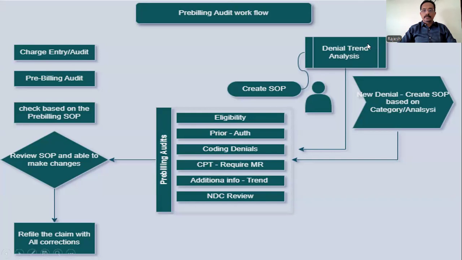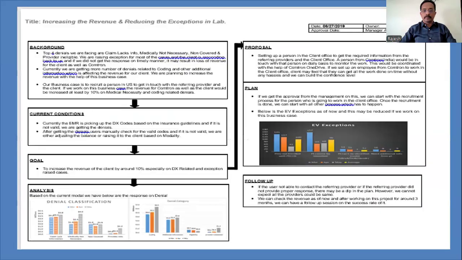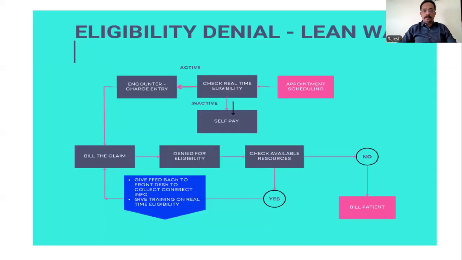Whenever there is a denial, we create an SOP, identify the new trend, and create a denial SOP. Then we do the charge entry process through this SOP audit. Pre-billing audit will be done based on the pre-billing SOPs, and we will make all the corrections whenever needed. We will refile all the claims with the required corrections. We already covered pre-billing in depth in the previous session, so you can go back and refer to that.